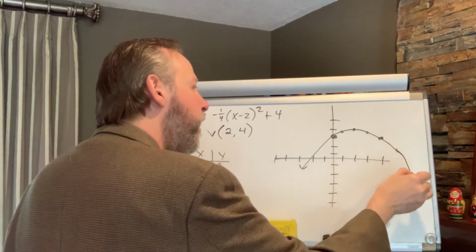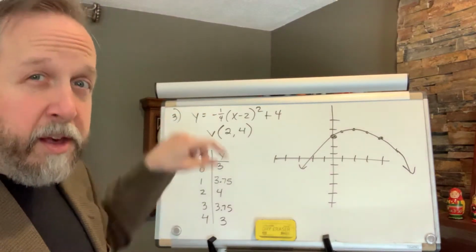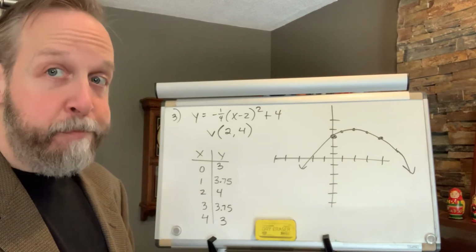The reason why it's very wide is because of that number right there, 1/4. It's a smaller fraction, and it widens the parabola. Okay?